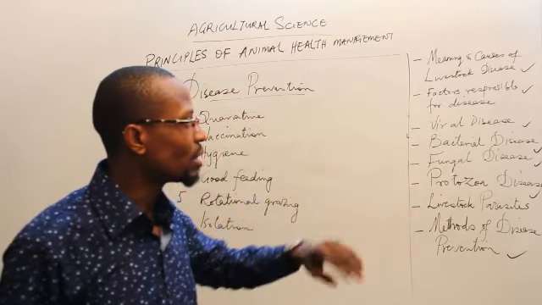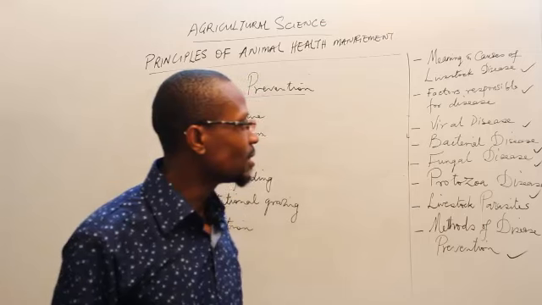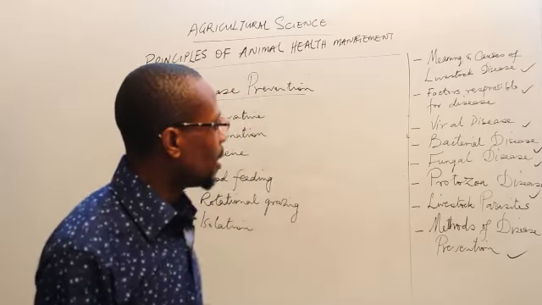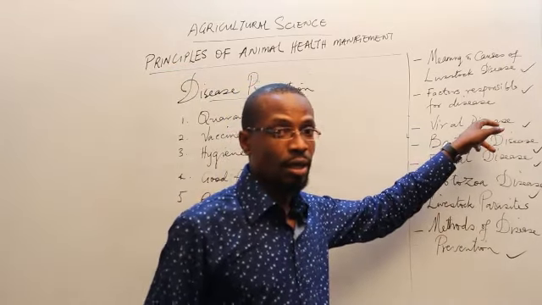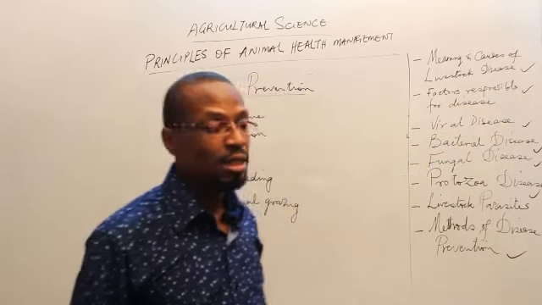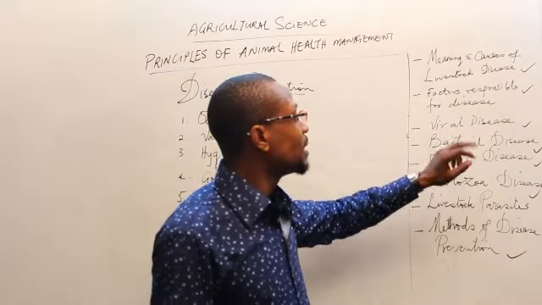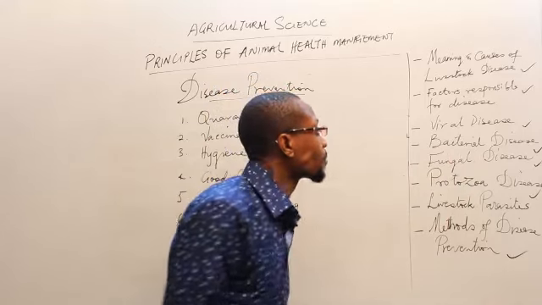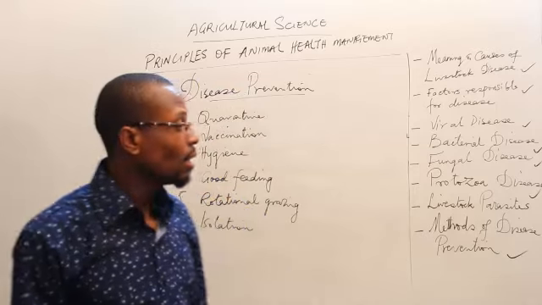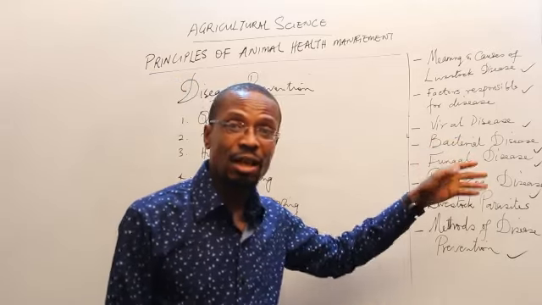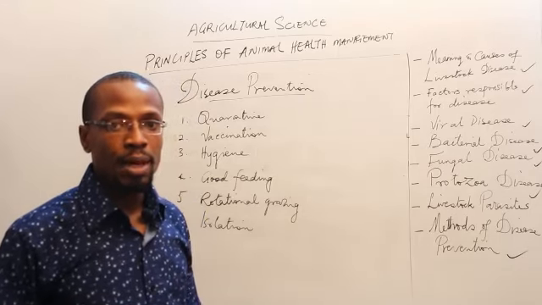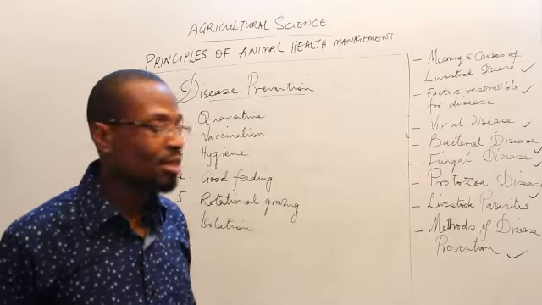And then we looked at various diseases. We looked at viral diseases caused by virus, bacterial disease caused by bacteria. Under viral disease, we saw the foot and mouth disease. We saw Newcastle disease. Under bacterial disease, we saw anthrax, we saw brucellosis. Brucellosis, which is contagious abortion, where the animal constantly aborts its pregnancy or miscarries.